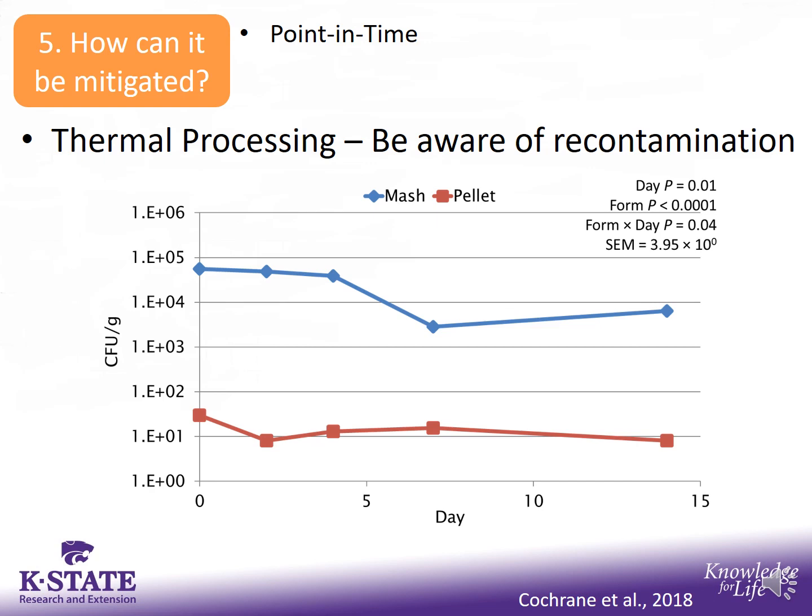And so if we have something like flushing, irradiation, or thermal processing, we have to be careful to protect all of those products after the point-in-time mitigation, because the processing mechanism at that time does not protect them from potential recontamination before the pig actually consumes the product.